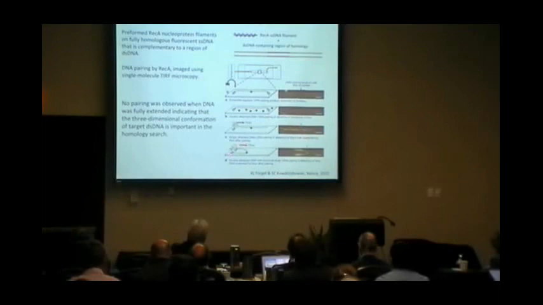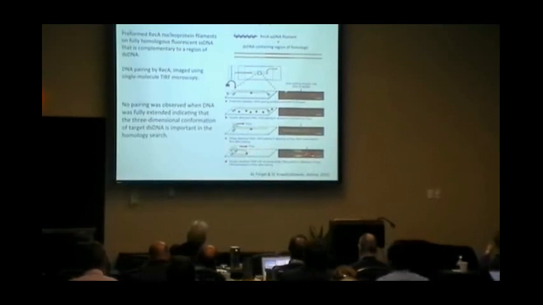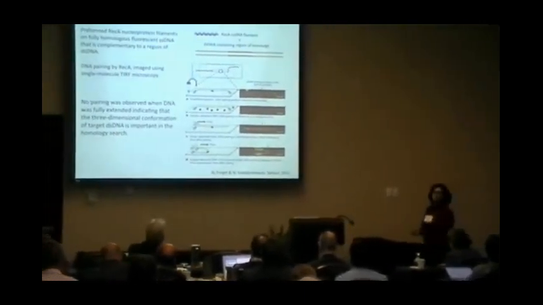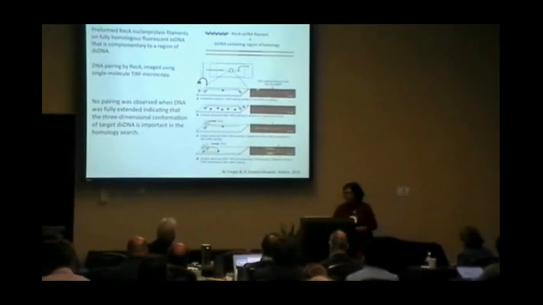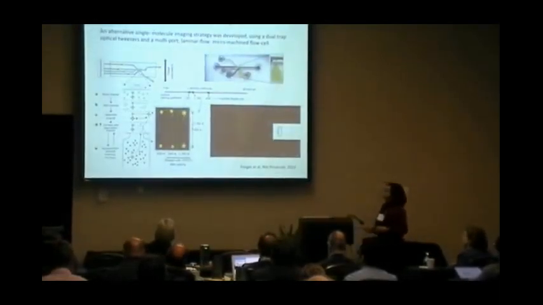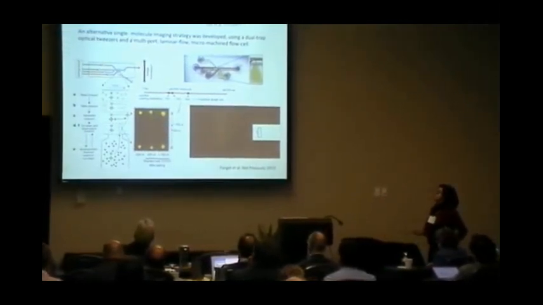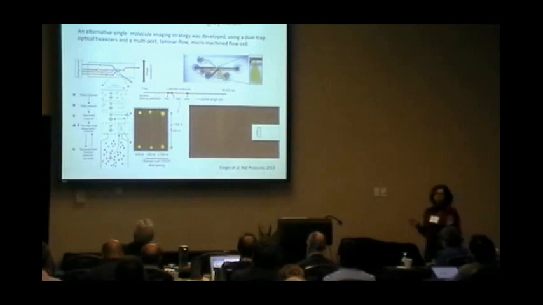He also tried a different kind of surface attachment, a U-shaped DNA, where the end-to-end distance is smaller. Again, turning off the flow and putting it back on resulted in pairing. So this shows that the 3D conformation of the DNA is important for the pairing reaction. So he went on and used the optical tweezers technique that I was telling you about, to be able to change the end-to-end distance of the DNA.